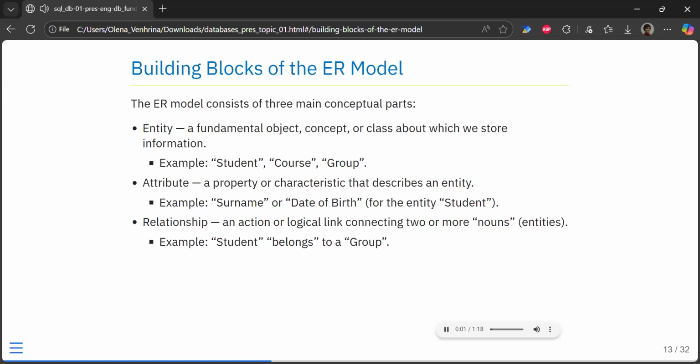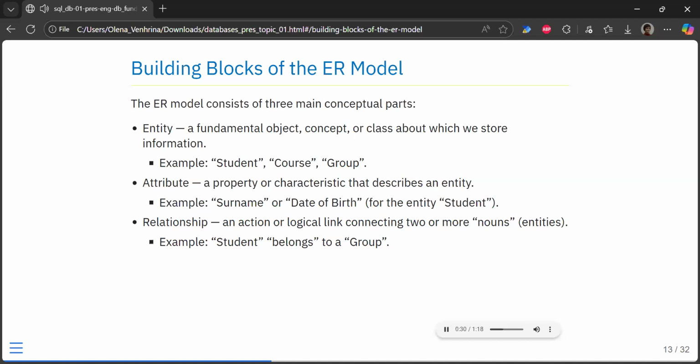Okay, we chose our notation, crow's foot. Now we need to learn the grammar, i.e., the language this notation describes. The ER model itself is, in essence, the grammar of data description. Like any language, it consists of 3 main conditional parts of speech. First, we have the entity. This is our conditional noun. This is the main object, item, or concept about which we want to store information. For example, student, course, lecturer.